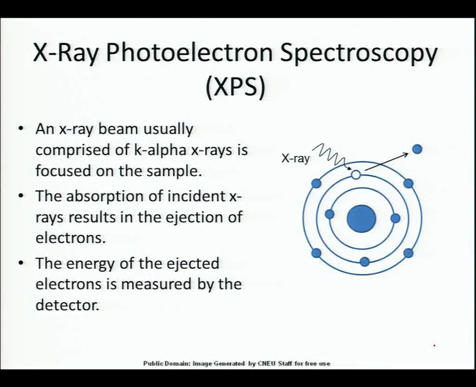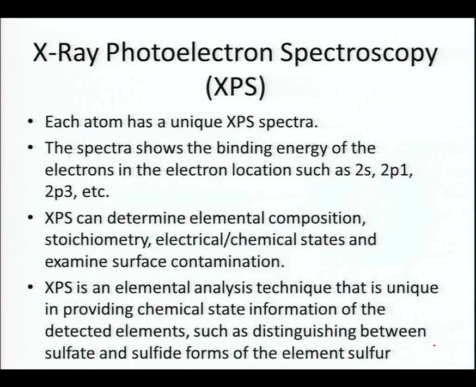So an X-ray beam, usually comprised of K-alpha X-rays, is focused on the sample. The absorption of incident X-rays results in the ejection of electrons. The energy of ejected electrons is measured by the detector. So here's a simple schematic on the right that shows what we're doing. Each atom has a unique XPS spectrum. The spectrum shows the binding energy of the electrons in the electron locations such as 2s, 2p1, 2p3, etc.